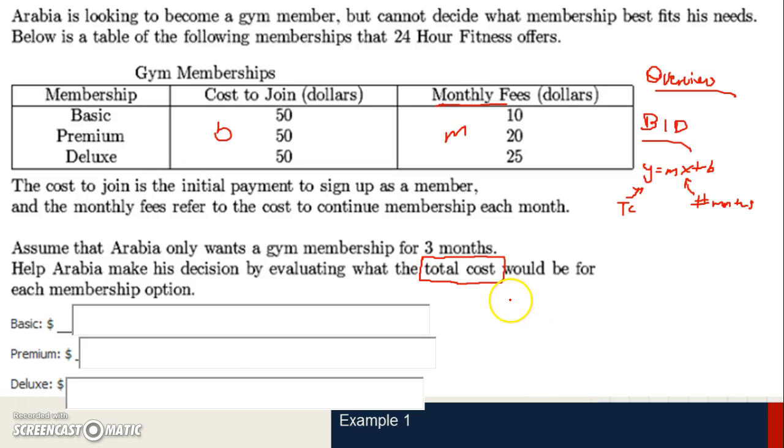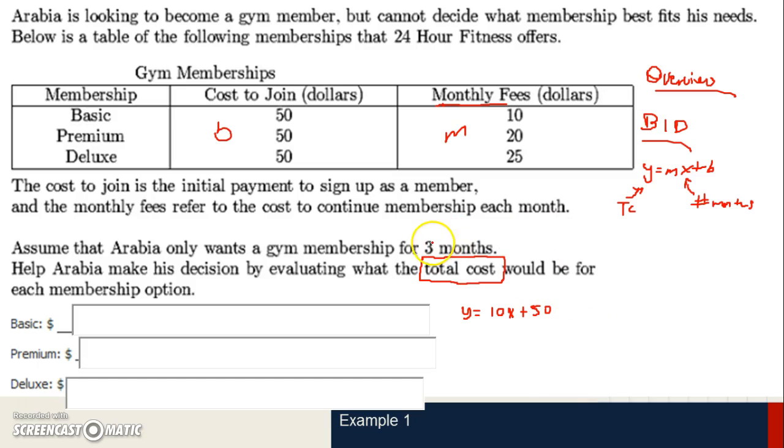So now that I have B assigned, my cost, and M assigned, I know I'm looking for y and x. I can go ahead and put the function together. I can put in things that I know, things that I don't know. So I've got my first equation for basic, which is going to look like this. The total cost is equal to $10 per month plus $50 initial cost to join.